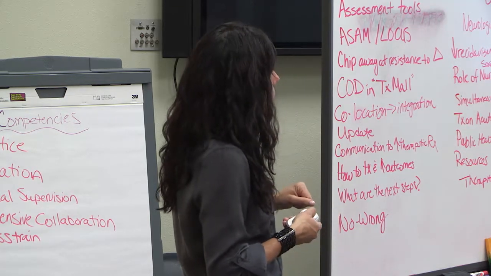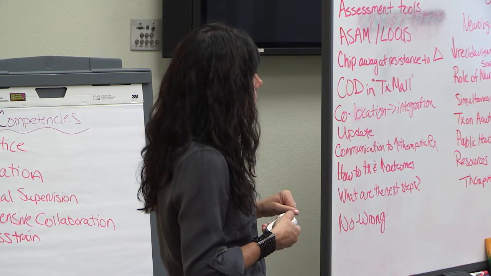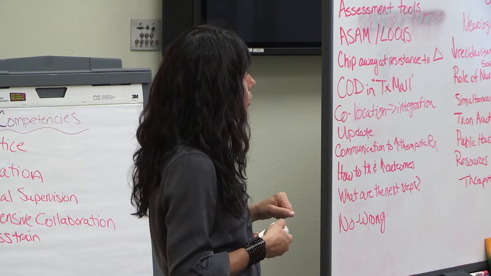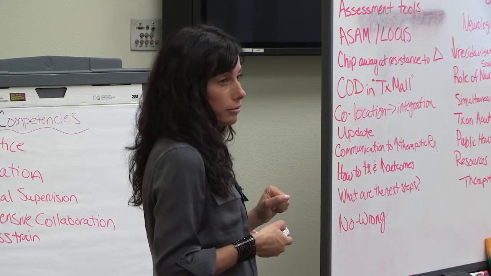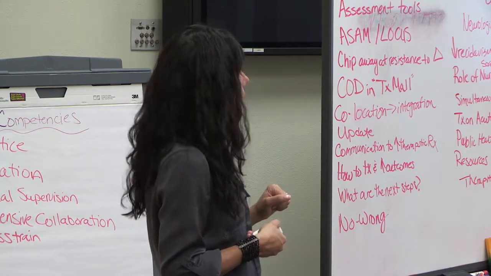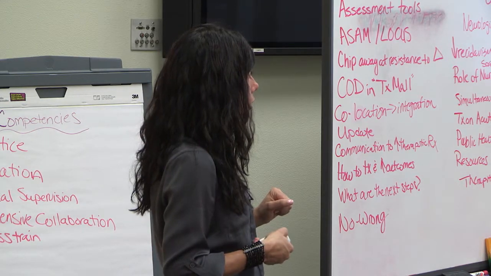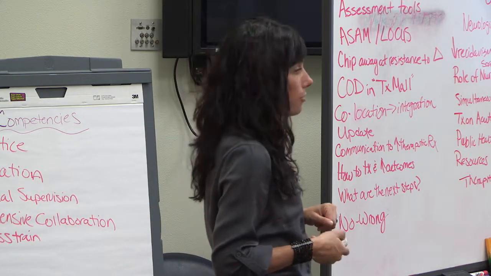So I'm going to add to this one just a little bit. So what is one experience that you've had, and what did you do about it? And then how do you currently assess for cultural issues that need to be addressed for interventions to be effective?